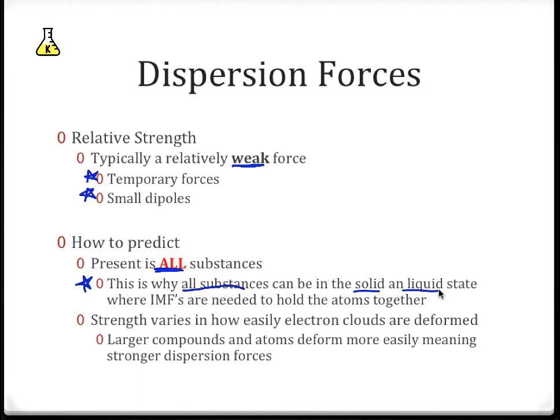A great example of that would be helium and hydrogen, the two smallest atoms on the periodic table. Even though they tend to be gases under almost every condition, if you get the temperatures super duper cold, almost to absolute zero, you will get them to liquefy and you will get them to solidify.